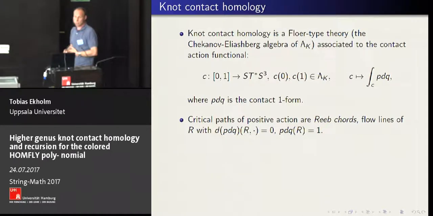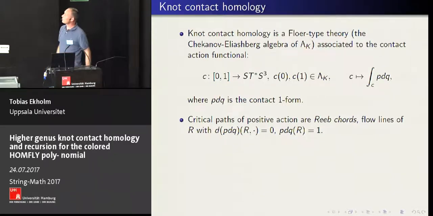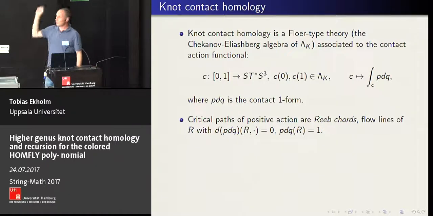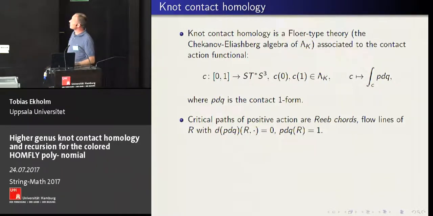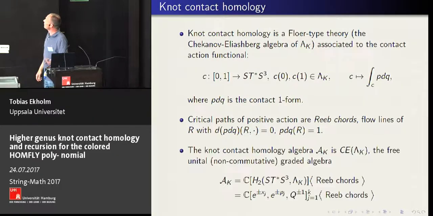So Reeb chords is just what you get if you vary these, and then you find that in order for a path to be stationary, the tangent vector should be in the kernel of the derivative of this form. And then the second condition is just the normalization condition. So we normalize the vector field so that the form evaluated on it is 1.